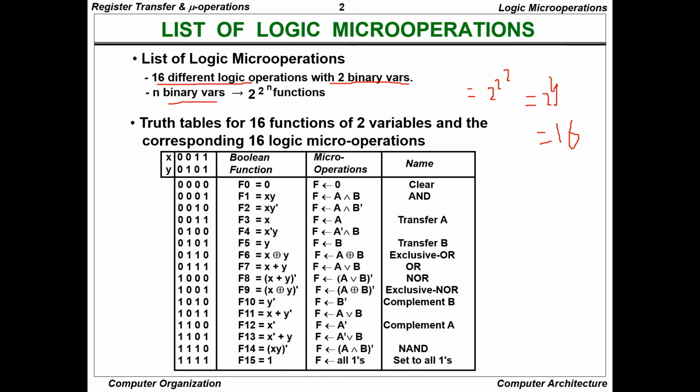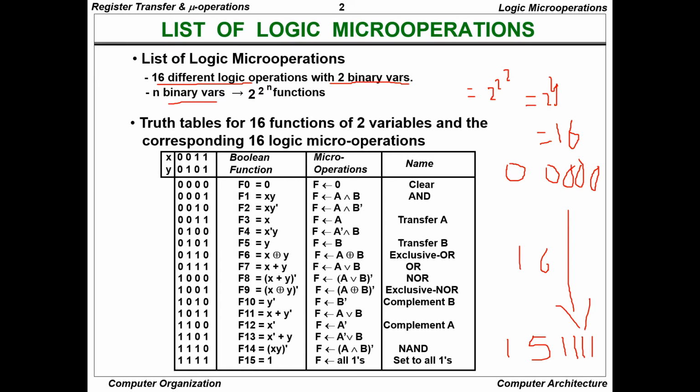What is 16 here? It is 0 to 15, right? What is 0? 0, 0, 0, 0. What is 15? 1, 1, 1, 1. So here in total it is 0, 0, 0, 0 to 1, 1, 1, 1. So these are 0 to 15, that is a total of 16 logical operations.